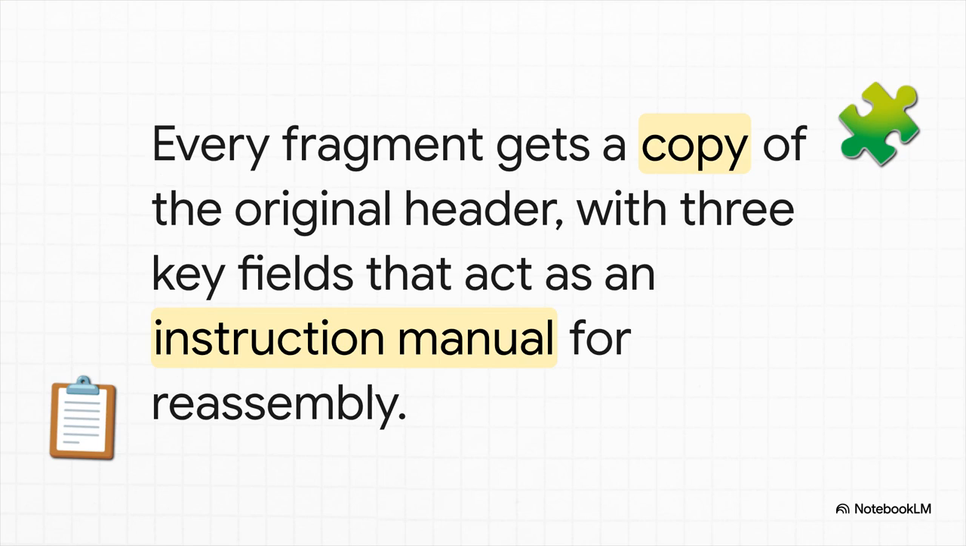When a router has to chop up a datagram, it doesn't just slice the data. It actually makes a copy of the original header, the shipping label, and sticks it on every single new piece. Then it just tweaks 3 little fields inside that header. And those 3 fields are everything. They become the step-by-step instruction manual for putting the whole puzzle back together.